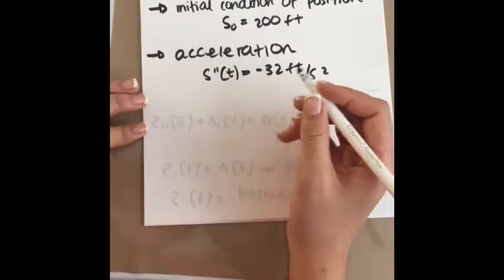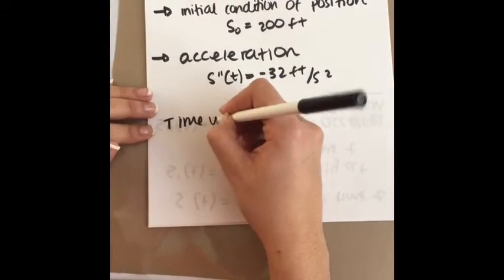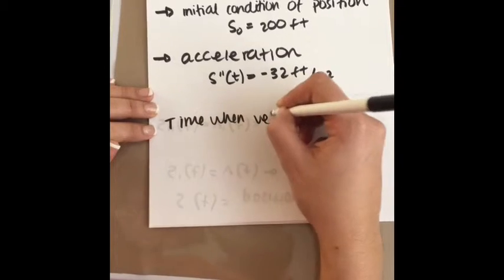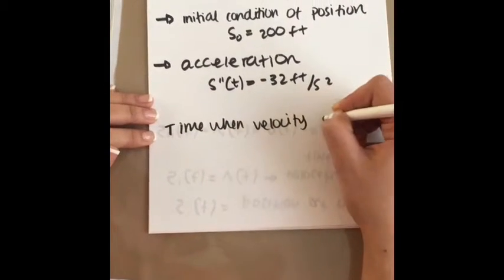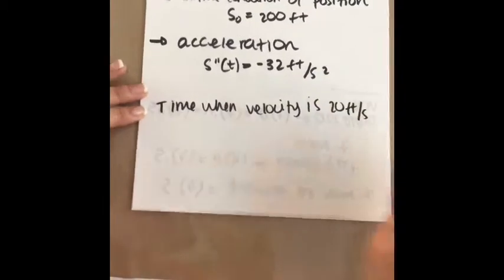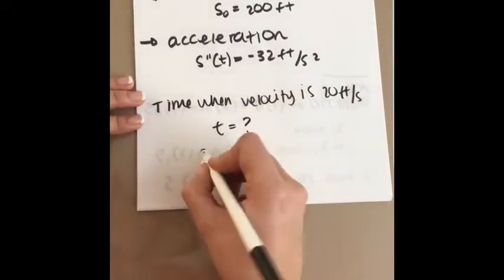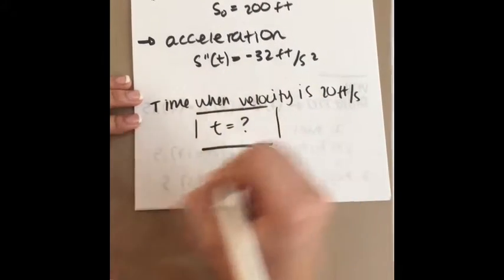And then at last, we need to get the time when velocity is 20 feet per second. So we have to find t. Find time.